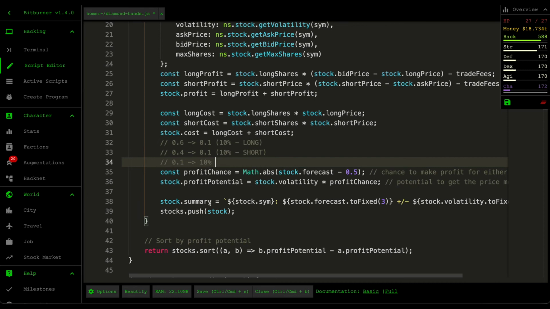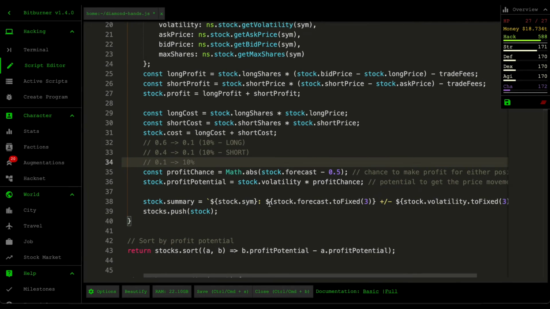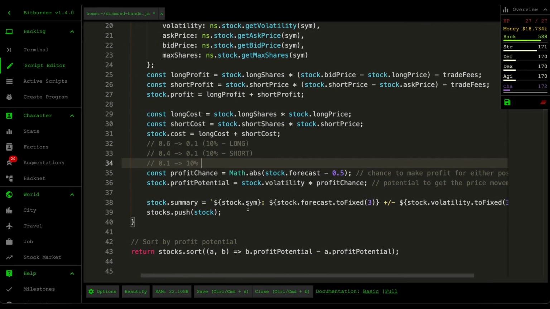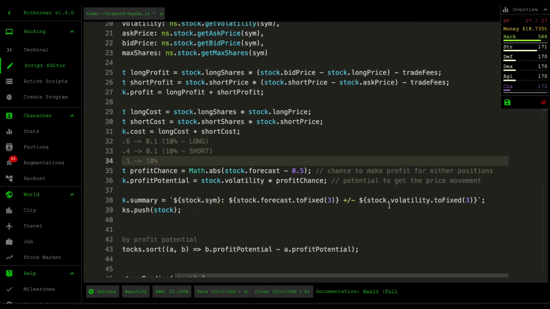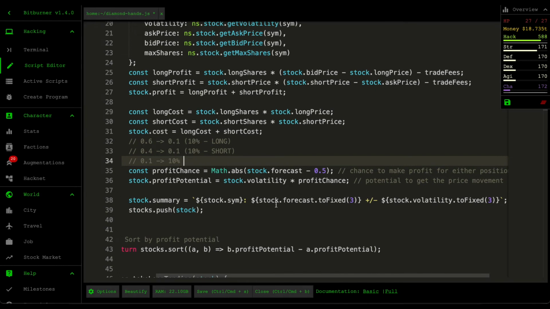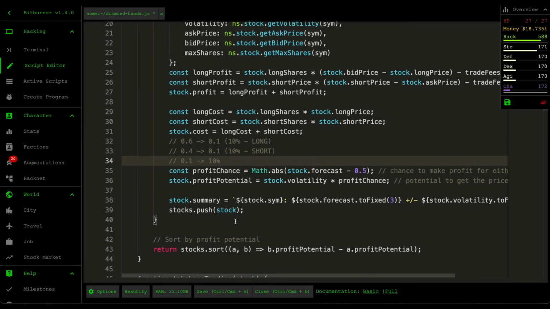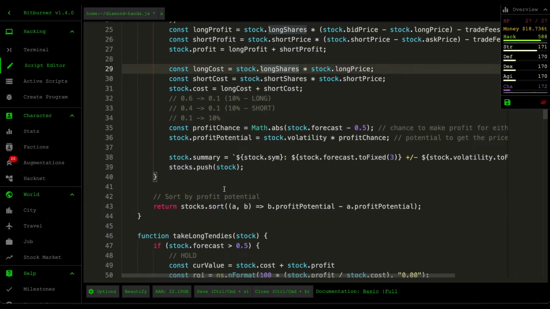And then obviously we grab the summary. So this is used again for logging purposes. So it's just the stock symbol, the forecast, and then the volatility figure. And then we push that into our list of stocks. After grabbing all the metadata information from the stock market, we then sort the stocks by its profit potential.